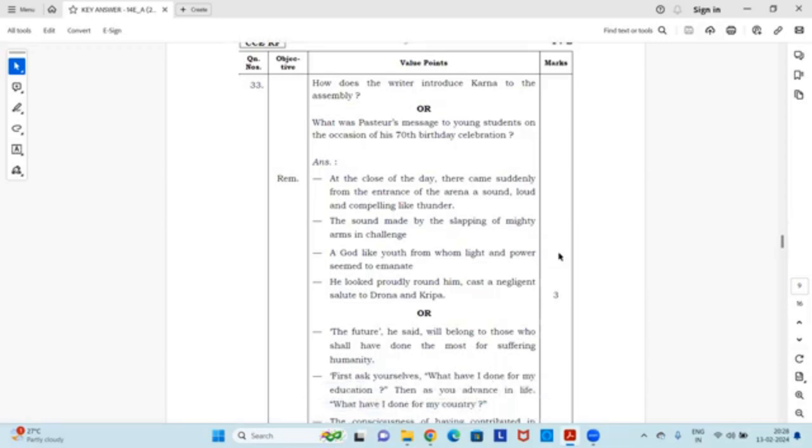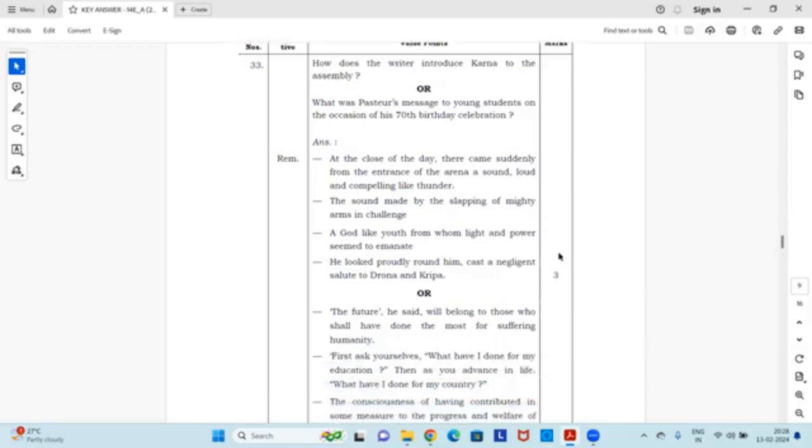Okay, question 33. How does the writer introduce Karna to the assembly? Or you have an option to this question. What was Pasteur's message to young students on the occasion of his 70th birthday celebration? So let's see one by one. First answer, introduction of Karna.